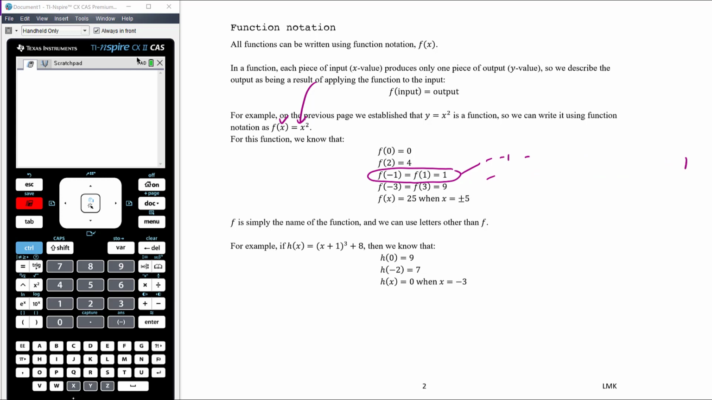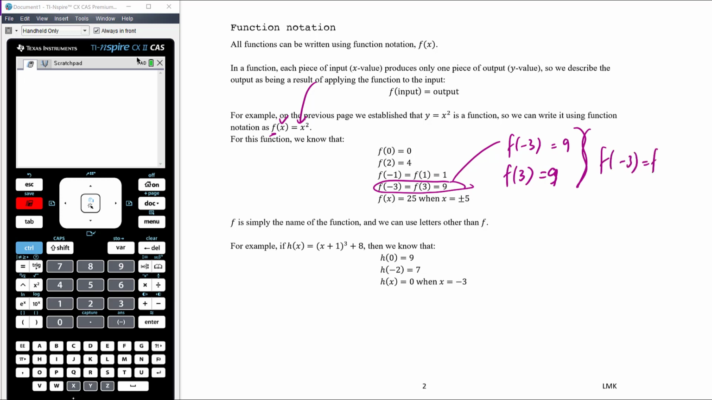Same is true of f of negative 3 and f of positive 3 for this particular function, not all functions. This particular function that we've chosen to call f. Okay? So f of negative 3 is equal to 9, and f of positive 3 is equal to 9. And therefore, those two things tell us that f of negative 3 is equal to f of positive 3, which are both equal to 9. Okay?